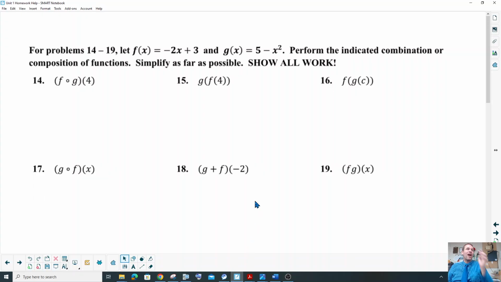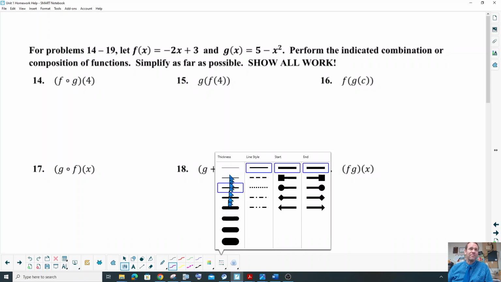So we are doing backside now. We're on assignment 1.2, the second assignment, first day of school went well. Let's jump right into it. We're doing inverses, combinations of functions, adding, subtracting, and compositions. We're getting crazy here.